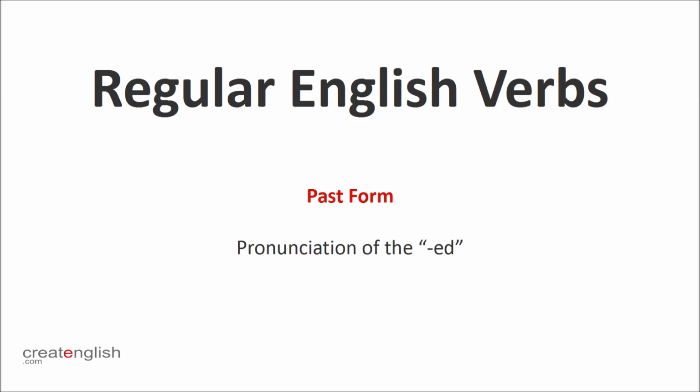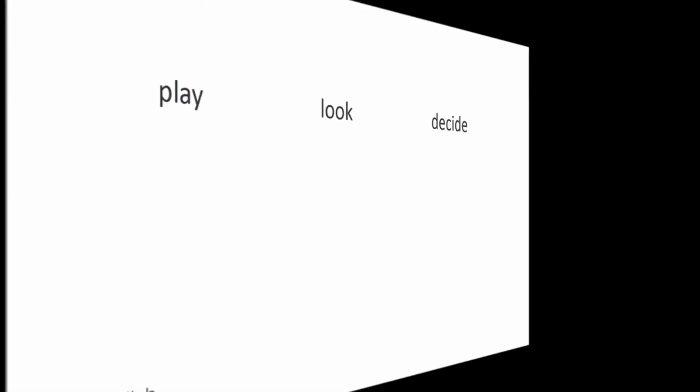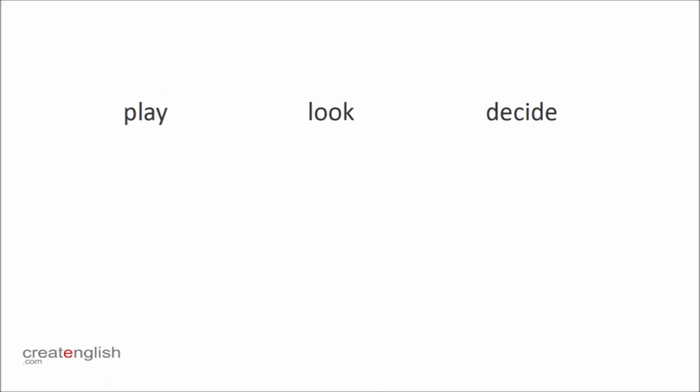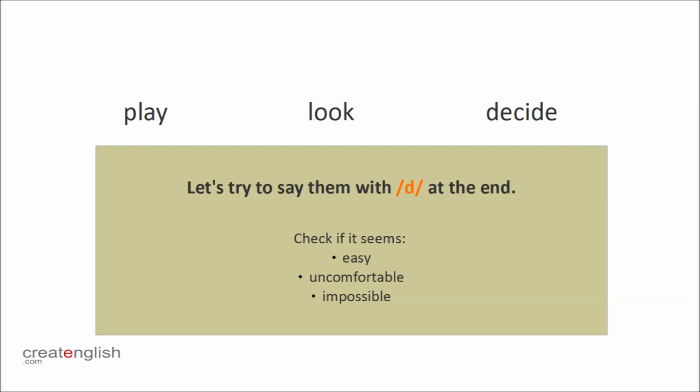First, as you can see, we've got three words here: play, look, decide. All of them are regular English verbs. Now, to pronounce them in the past form, let's try to say them with the sound d at the end. And let's check if it seems easy, uncomfortable, or impossible to do.